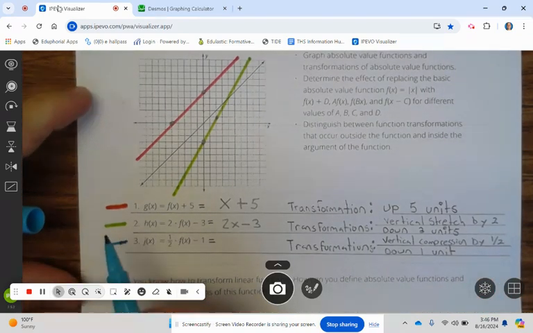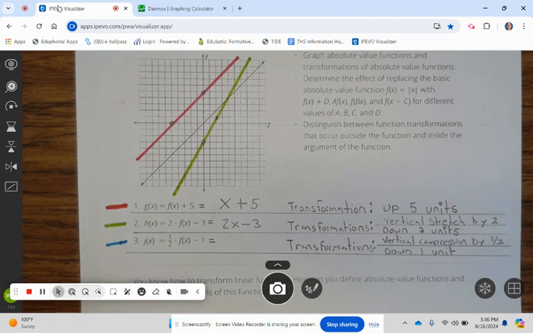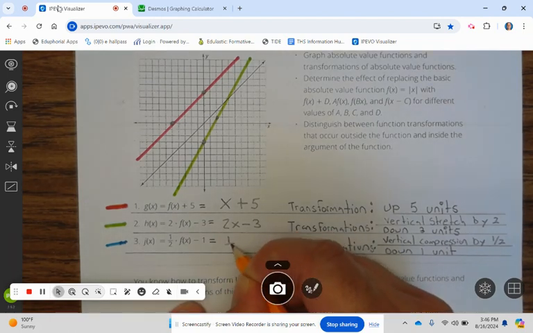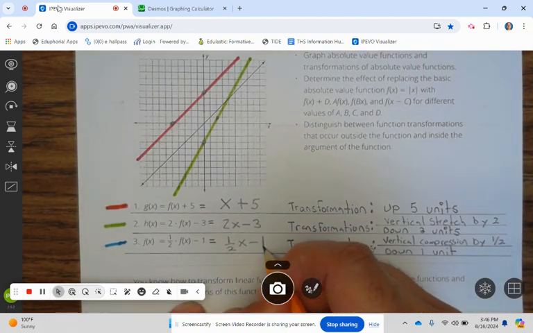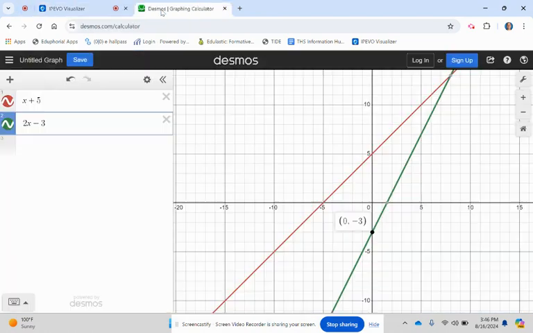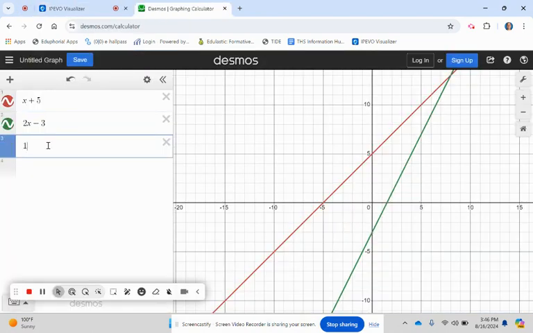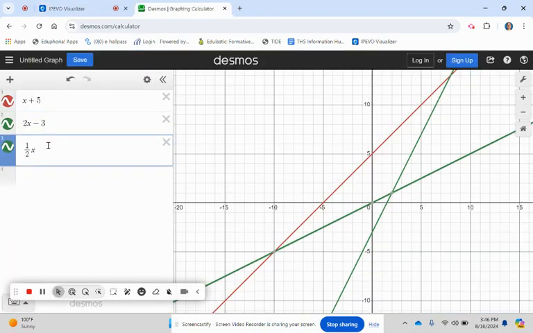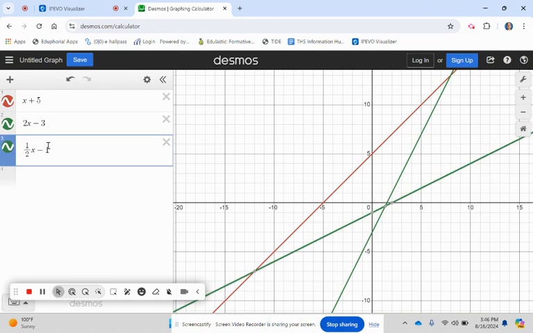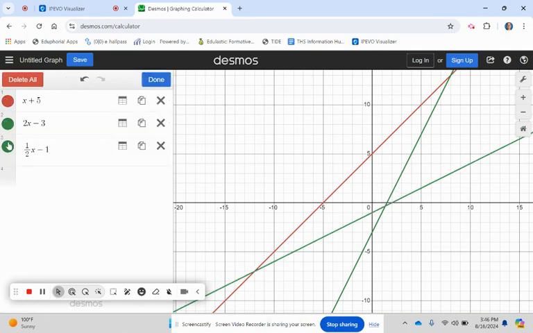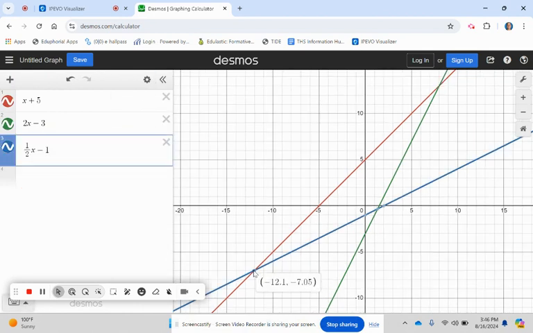Let's do this one in blue. So 1/2 times f of x minus 1 can be written as 1/2 x minus 1. Let's go ahead and do that. 1 divided by 2 x minus 1. And let's go ahead and change that color to blue. And let's pick some points. That might be okay. Let's see if we can find any other one.